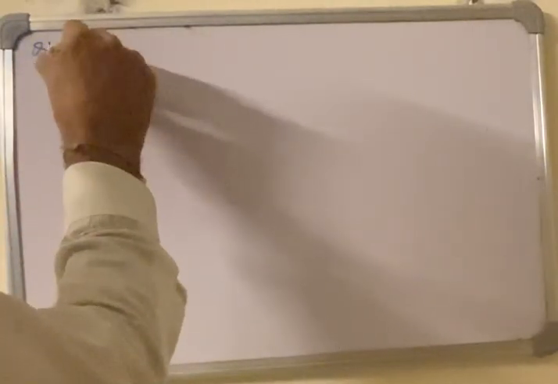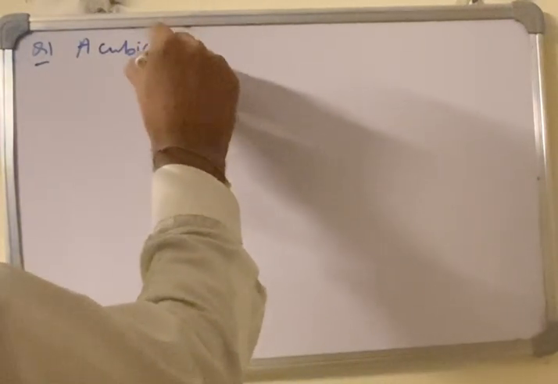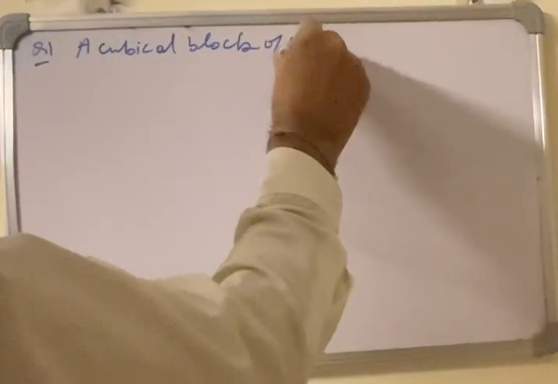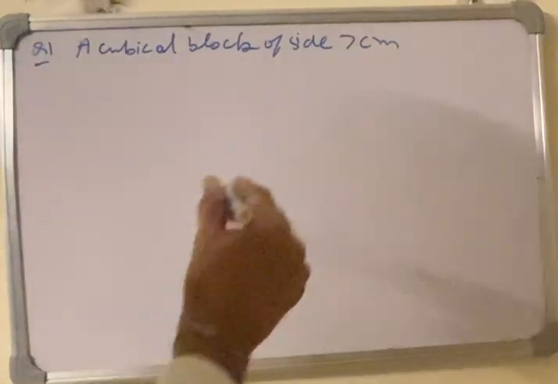In this video we shall take more questions from exercise 12.1 of surface areas of combination of solids, mathematics class 10. First question, a cubical block of side 7 centimeter is surmounted by a hemisphere.